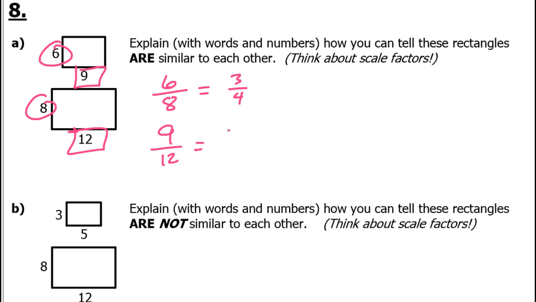Well, they're both divisible by 3 is the idea. So, or you could put it in your calculator. But if I divide both of these by 3, I'm going to get 3 over 4.